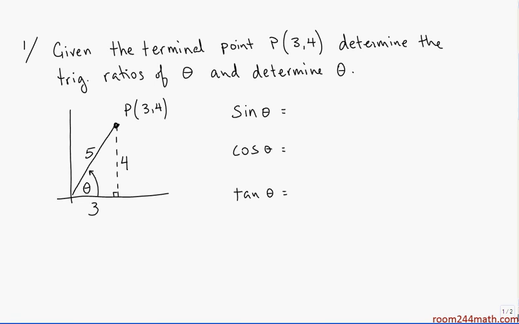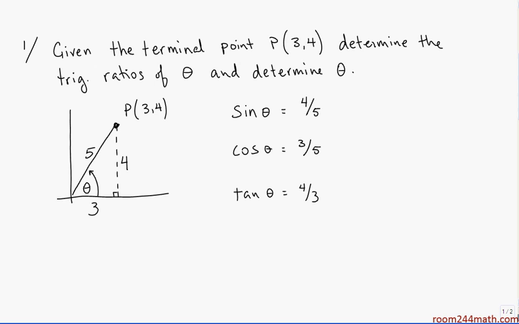So now we've got everything to find all 3 trig ratios. The sine is opposite over hypotenuse, which is, in this case, 4 over 5. The cosine is the adjacent leg over the hypotenuse, which is 3 over 5. And the tangent is opposite over the adjacent, 4 over 3.